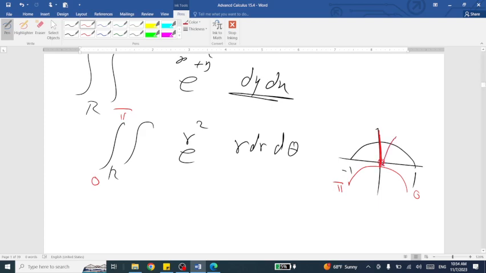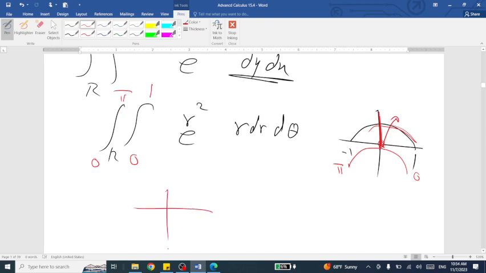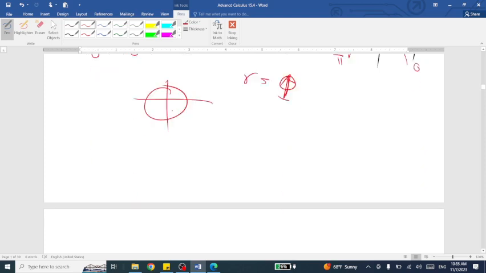The zero to here, one. Circle of radius one. R equal to one. The graph: x square plus y square equal to one.